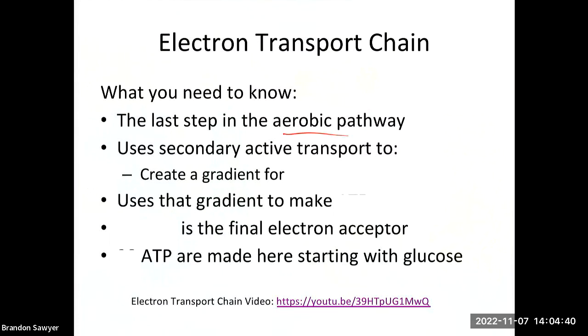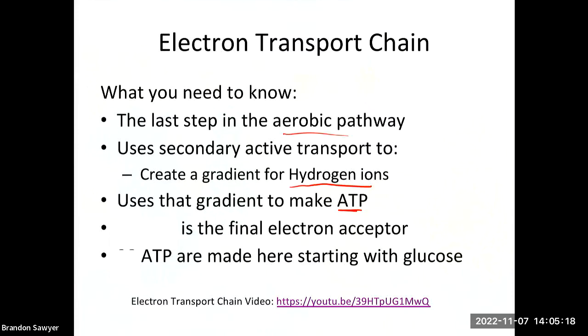When we use secondary active transport, that means one thing is moving against its gradient, and something else is moving with its gradient. We're using the energy from the thing moving with its gradient to drive something else against its gradient. In this case, the thing moving with its gradient is the electrons, and the thing moving against its gradient is hydrogen ions. By using those electrons, we're pushing hydrogen ions against their gradient, which builds up a big gradient of hydrogen ions that we're going to use to make ATP.